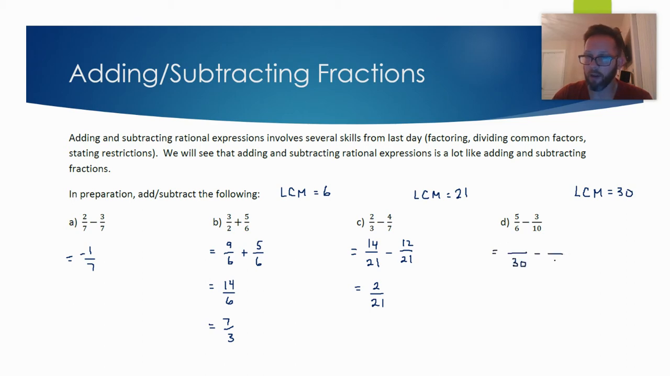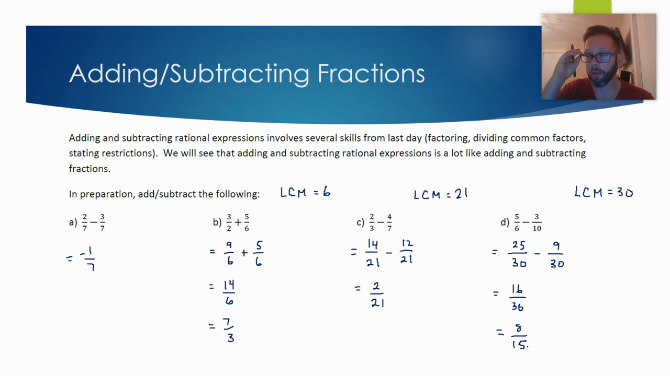And yeah, these are the kind of numeracy things that would probably be expected of a 3U student at this stage in their math careers. Shouldn't be too overwhelming. 5 over 6 is 25 over 30. 3 over 10 is equivalent to 9 over 30. And we get 16 over 30, or in lowest terms, 8 over 15.